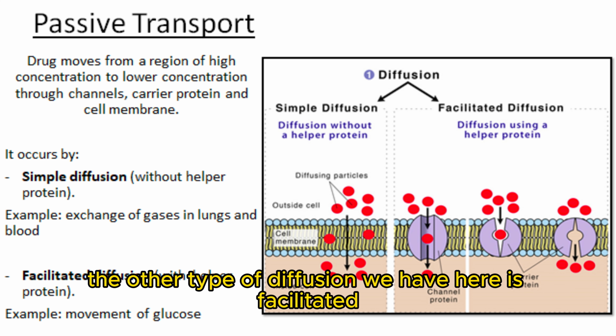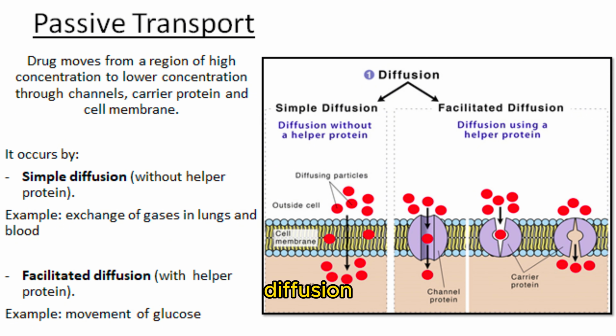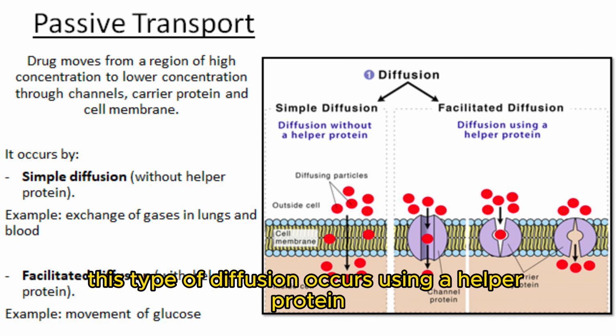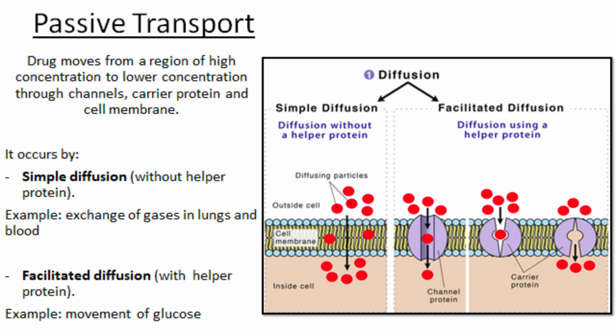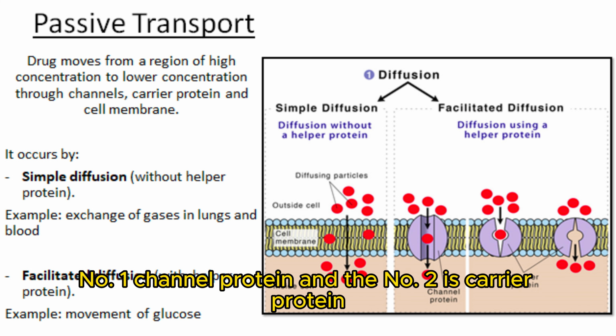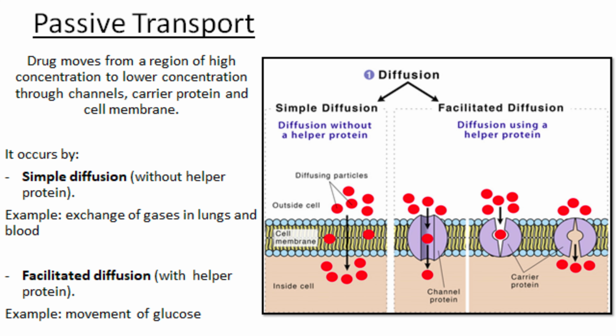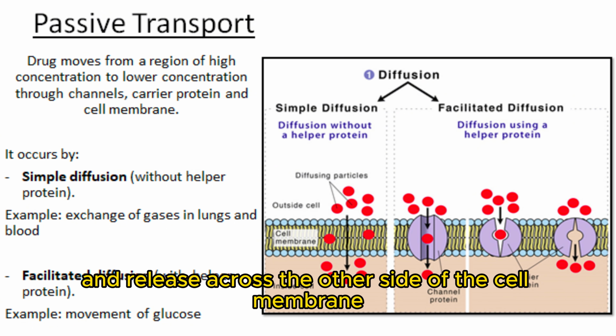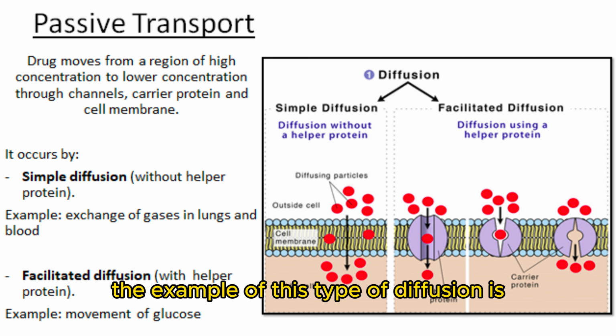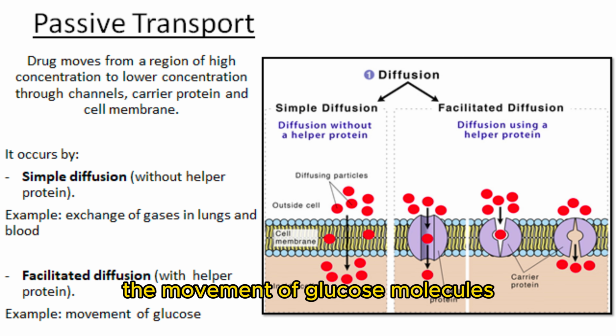The other type of diffusion we have here is facilitated diffusion. This type of diffusion occurs using a helper protein. Now there are two sorts of helper proteins. Number one, channel protein, and number two, carrier protein. Both of these proteins entrap the drug molecules inside of them and release them across the other side of the cell membrane. The example of this type of diffusion is the movement of glucose molecules.